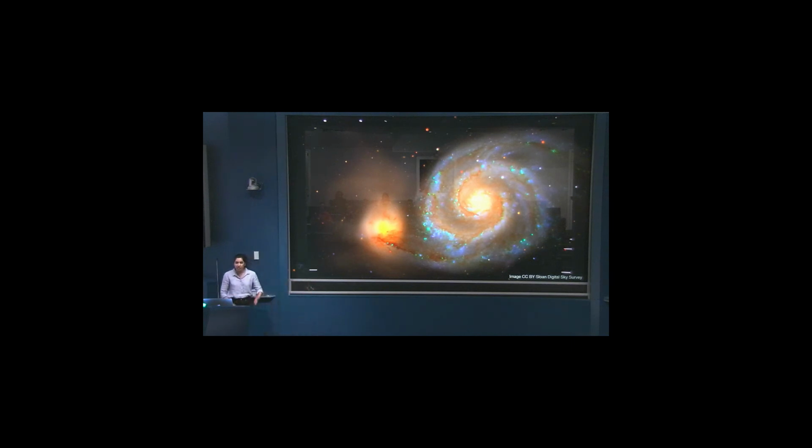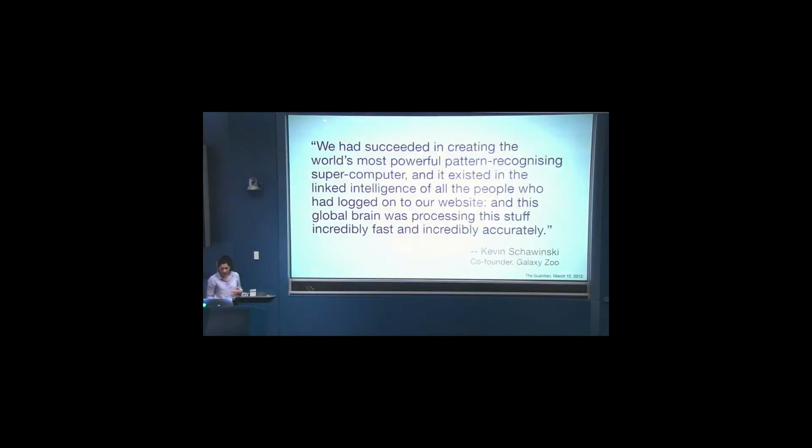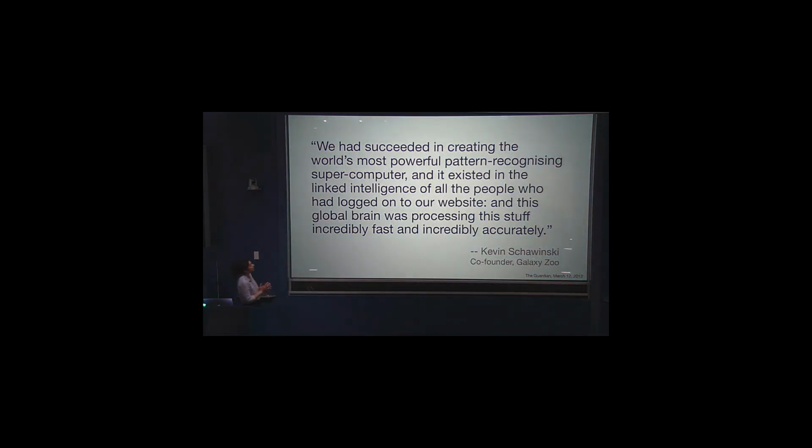So instead, they came up with an idea that maybe many people in the room are familiar with called Galaxy Zoo, where they took all these images and farmed them out to citizen scientists all over the world, who classified these galaxies and submitted the answers back to the SDSS team. As a result, they were able to classify all these galaxies in just 3 weeks. And this is what the co-founder of Galaxy Zoo, Kevin Schawinski, had to say about it.